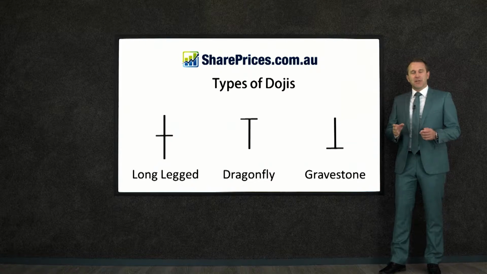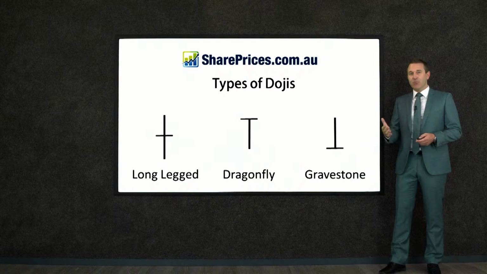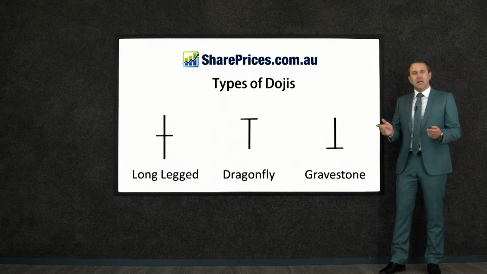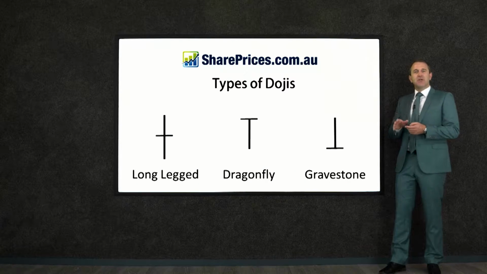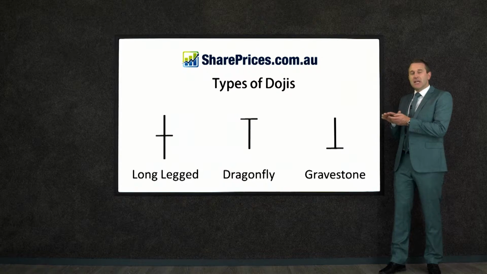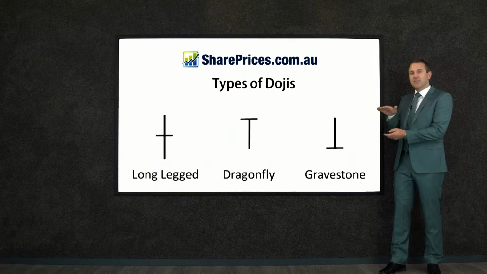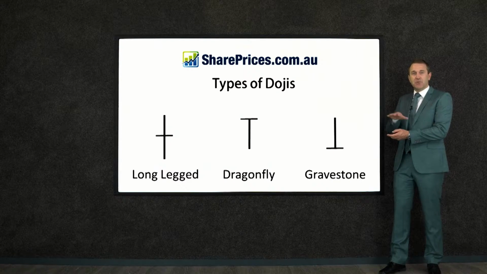Now, what do you notice about a doji straight away? Where's the color? Is it a good day, a green day, or a bad day, a red day? Well, there is no green or red. And why is that? It's because the opening and closing price are so close together or virtually identical, there's not enough space between them to fill them with color, green or red.